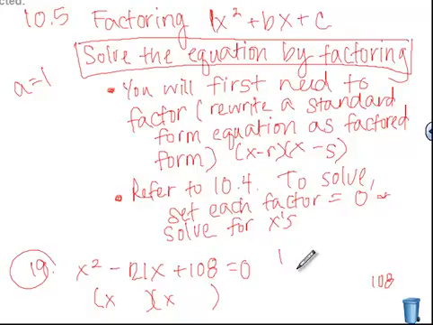Okay, so think about it like this. You could do 1 times 108, that's going to equal 108. You could do negative 1 times negative 108, but if I wanted negative 1 and negative 108, yes, they multiply to be 108, but they do not add to be negative 21, so I don't want those. What about 2? 2 will also go into 108. It's an even number, so 2 and, let's think, I should chunk these together.